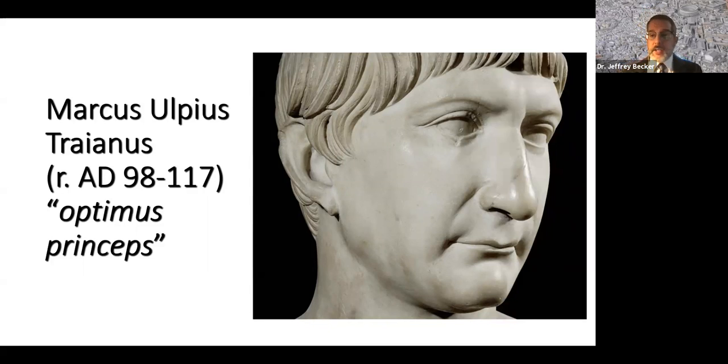So the person who is the object of all this, in our case, is this man, Marcus Ulpius Trajanus. We call him Trajan, conventionally speaking. He is in power from, sorry, I have an AD instead of a CE on this slide. I just realized that. He is in power from 98 until his death in 117.